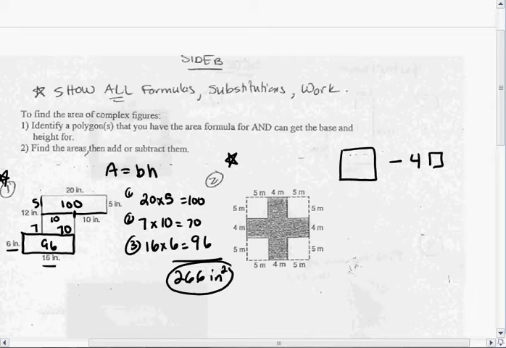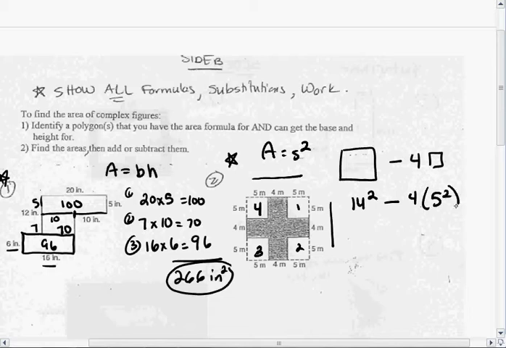I'm going to find the area of the entire square. So my length times my width, or since it's a square, I could say side squared. And my length is 5 plus 4 plus another 5. So that would be 14. So that'll be 14 by 14, or 14 squared. And each of these little squares are 5 by 5. So 4 times 5 squared. I've got 4 of those.